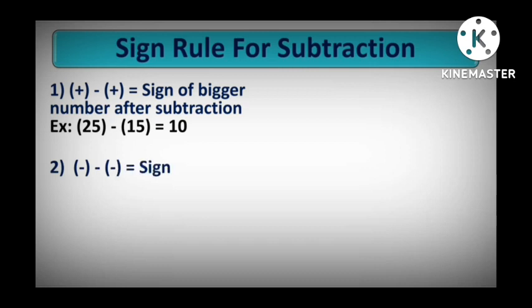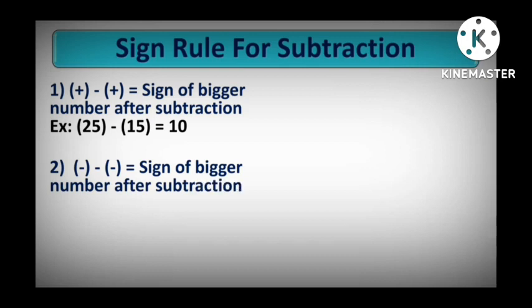Second rule is when two negative numbers are subtracted, we get a number with the sign of the bigger number after subtraction. Here minus 25 minus minus 15 equals minus 25 plus 15 as minus multiplied by minus is plus. To understand sign rule of subtraction, you must know sign rule for addition and multiplication. Here we get minus 25 plus 15 equals minus 10.